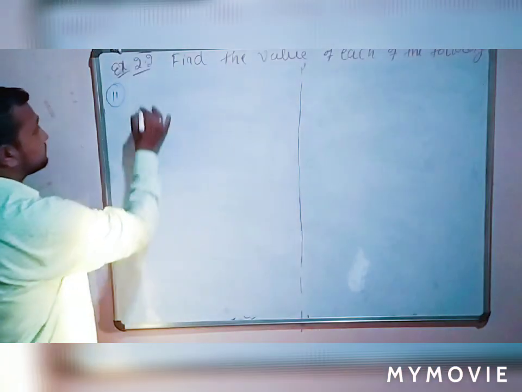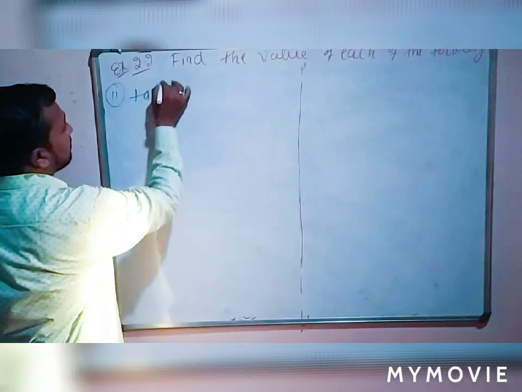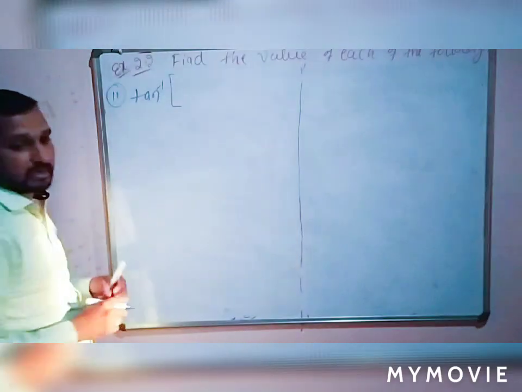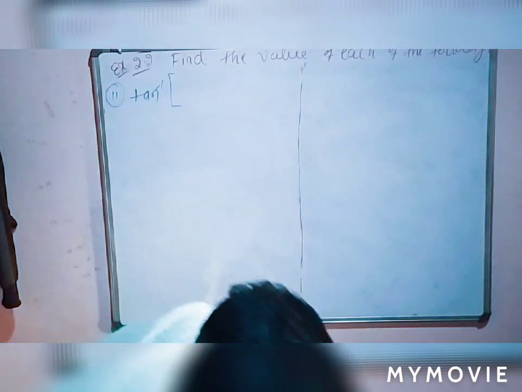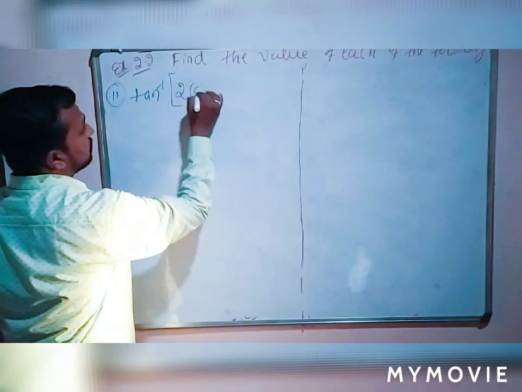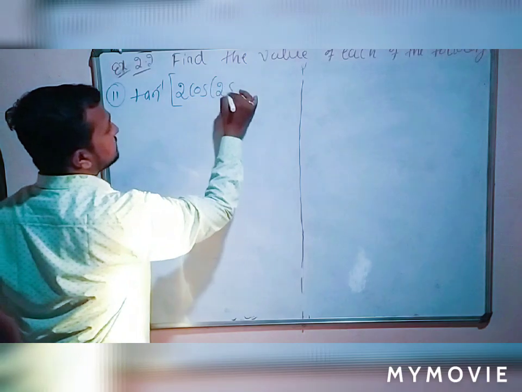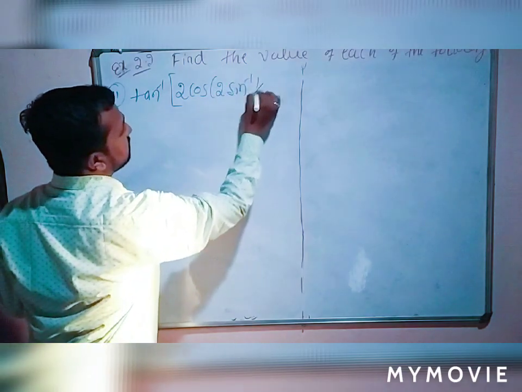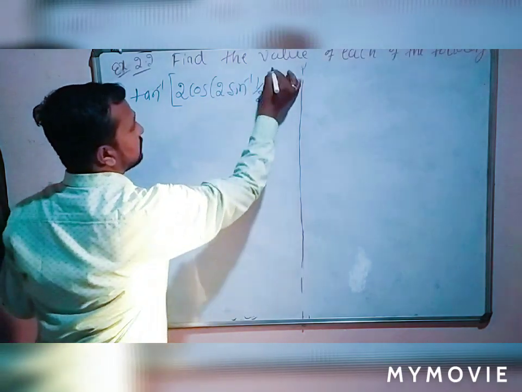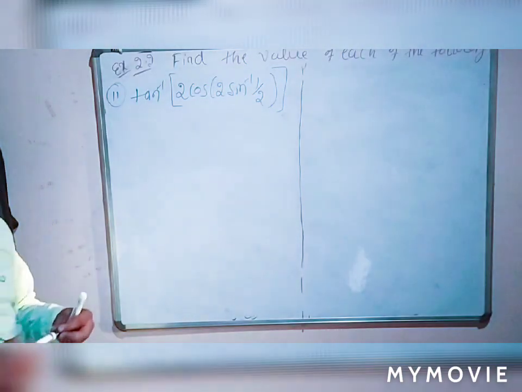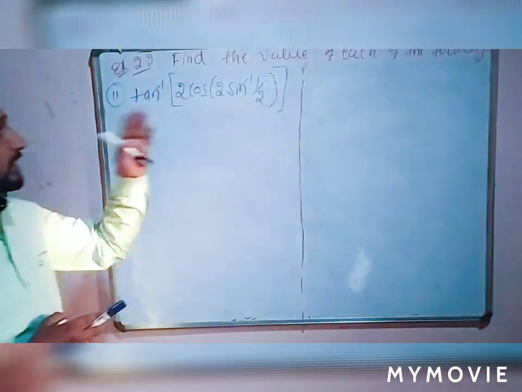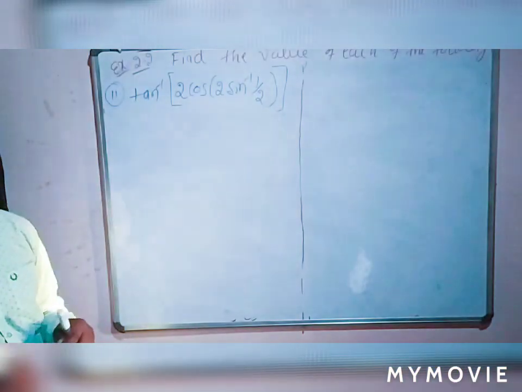Tan inverse of, in the bracket, 2 cos, in the bracket, 2 sin inverse of 1 by 2. This is the simplification example, find the value of this term.